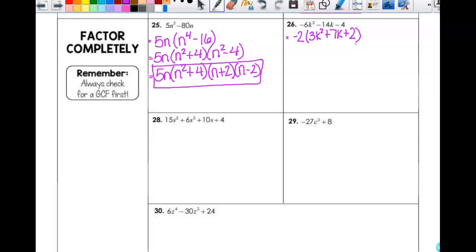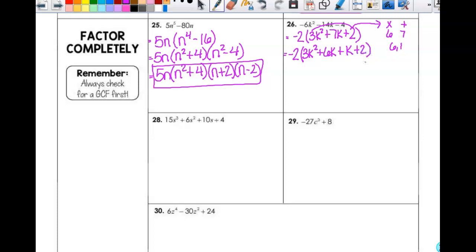Unfortunately I still have a leading coefficient that's not 1, so I multiply 3 times 2, and that gives me a 6. So I need numbers that multiply to give me a positive 6 and add to give me a positive 7. What are my numbers? 6 and 1. Now I have to do grouping. So I get negative 2 times 3k squared plus 6k plus k plus 2.